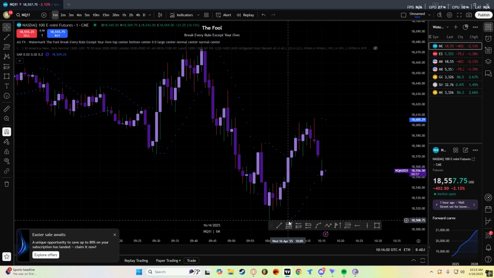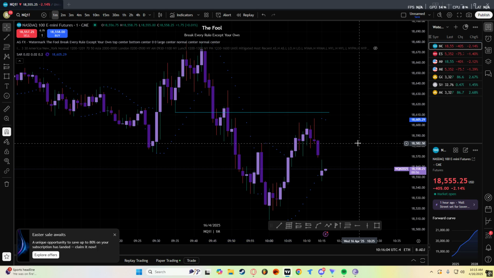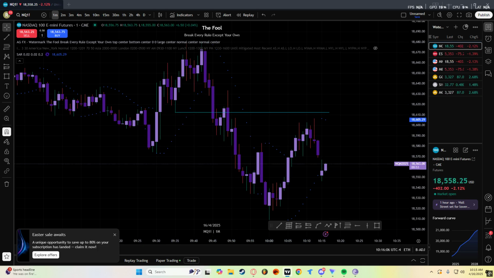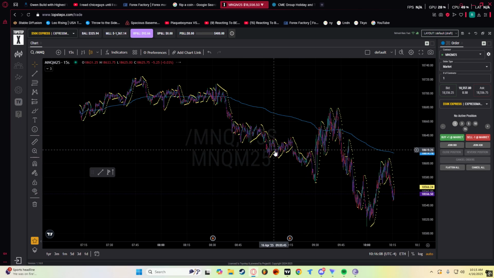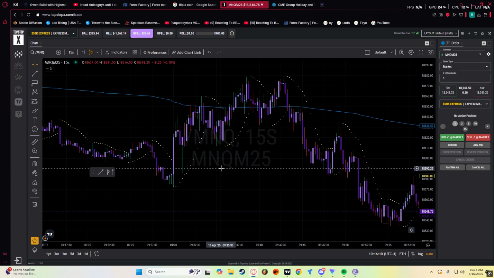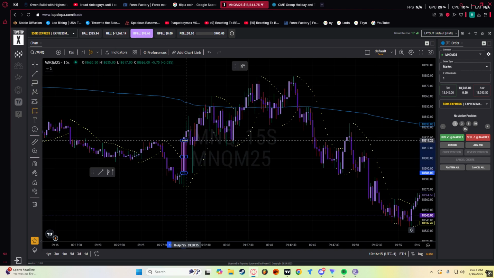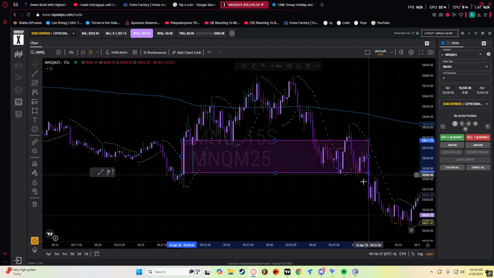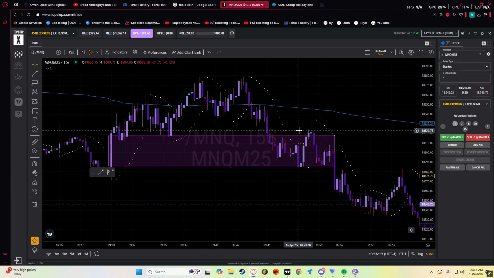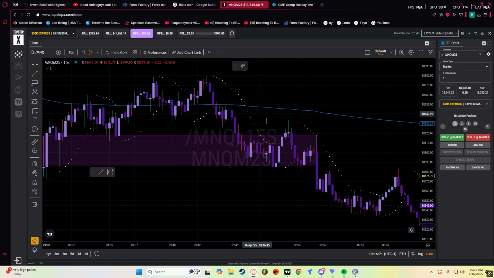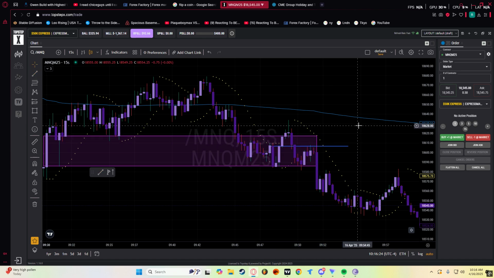So we take out this low. We take out this low. We retrace into, let me show you, a 15-second imbalance on NQ right here. And I trade the 15 seconds. So we go into it, then we get a change of the state right here.